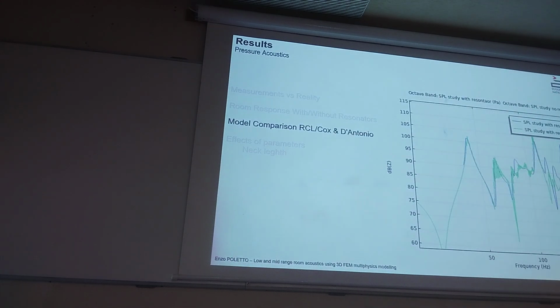And then I can do a comparative study also, with the RCL model, the circuit, and the Cox and D'Antonio model. We saw that the frequency had a mismatch. I had 72 hertz before for the RCL model and 52 for the Cox and D'Antonio. But the global absorption at the end of the day is pretty similar. So I can use the RCL model to model the resonators, even though the frequency is not that close, because the result in the room is very similar.